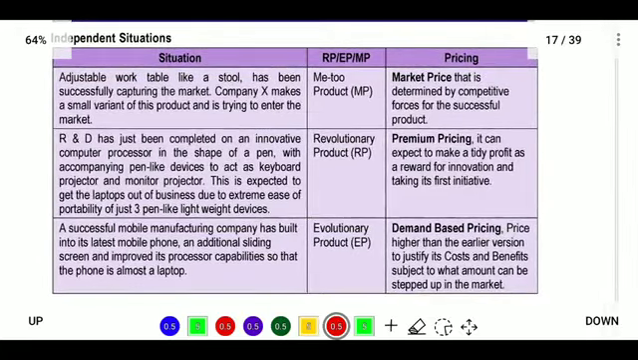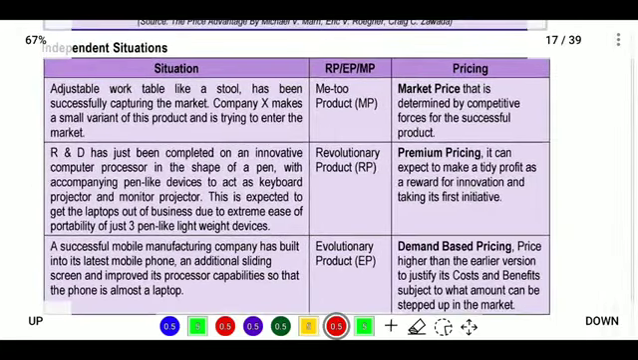An adjustable work table, like a stool, has been successfully capturing the market. So you are copy-pasting the work; you go for a Me Too product. Company X makes a small variant of this product and is trying to enter the market. This is Me Too. The market price is determined by the competitive forces for the successful product.